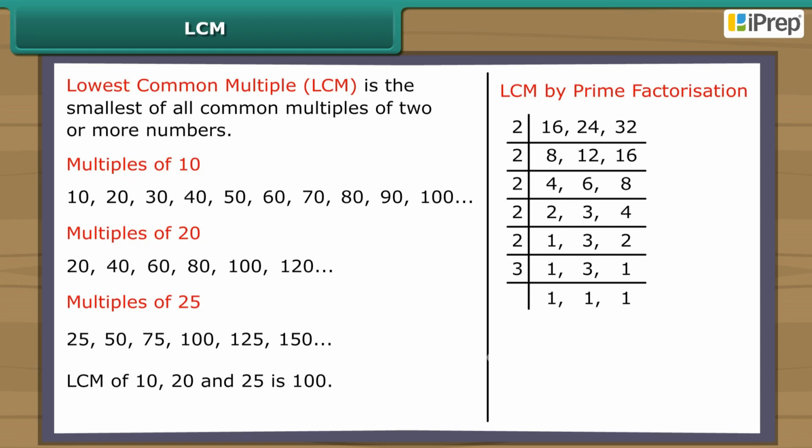Multiply all the divisors 2, 2, 2, 2, 2 and 3. Therefore, LCM is equal to 2 into 2 into 2 into 2 into 2 into 3, which is equal to 96.